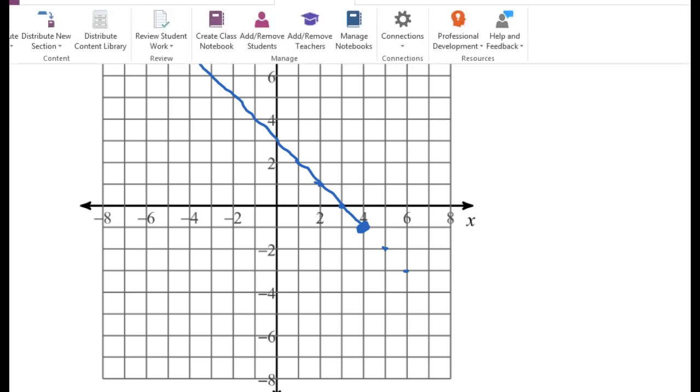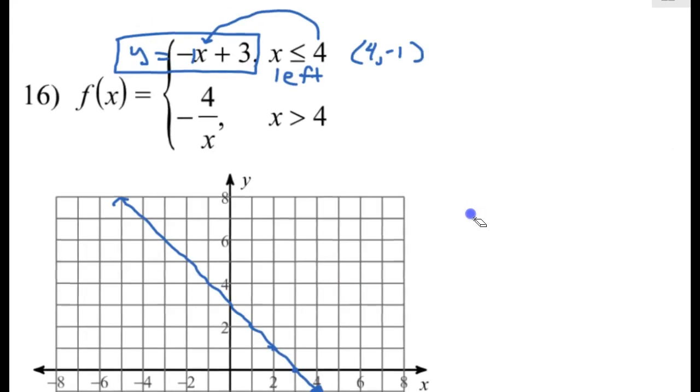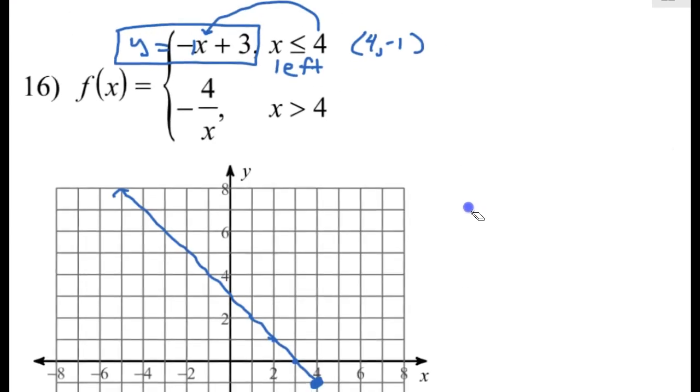Okay, and let me just quickly erase these extra little points over here. Okay.